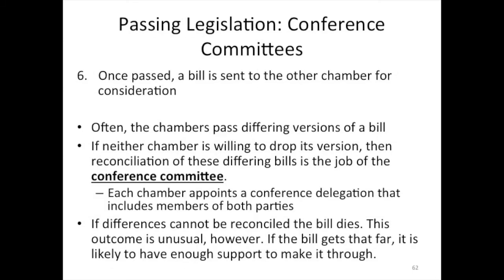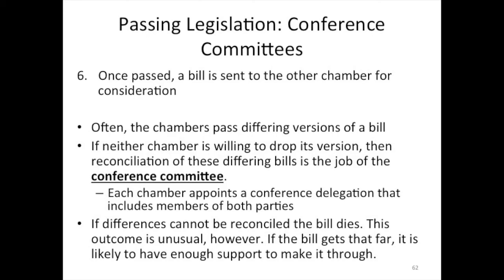Once a bill is passed in one chamber, it's of course sent to the other for consideration. More often, the chambers pass differing versions of a bill. But if neither chamber is willing to drop its version, then reconciliation of these differing bills is the job of a conference committee, which is different from a standing committee. In the conference committee, each chamber appoints a conference delegation that includes members of both parties, usually people who worked in the committee on the bill in their respective chamber. And in the conference committee, they work out their differences on the bill.